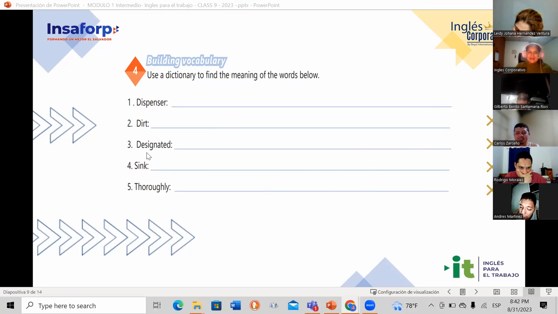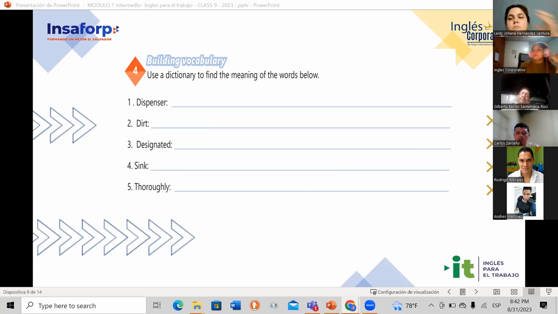Okay, good. Number three, designated. What is that? Appoint someone to a specific position. Someone that has been designated to do a specific job, right? Assign a name or title to.